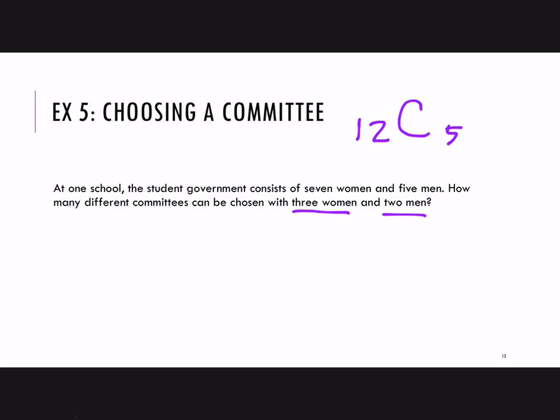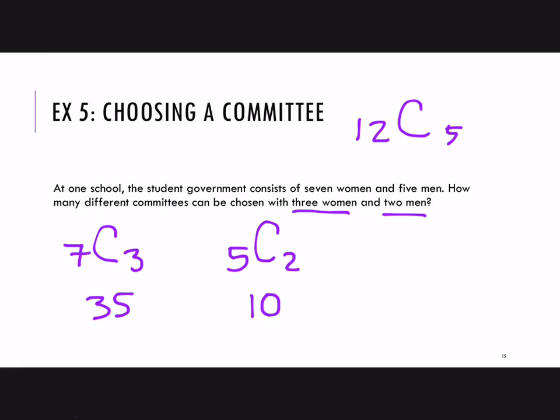All right, so what we need to do is use combinations to figure out the number of women and the number of men and then put them together. So we have 7 women and we're choosing 3. 7 choose 3. And then the number of men, we've got 5 men and we're choosing 2 of them. That gives 35 different ways to choose the women and 10 different ways to choose the men. And then we need to figure out how to match those up together.